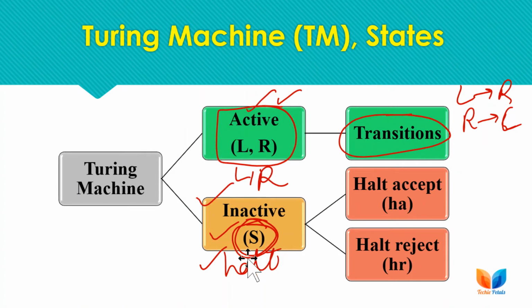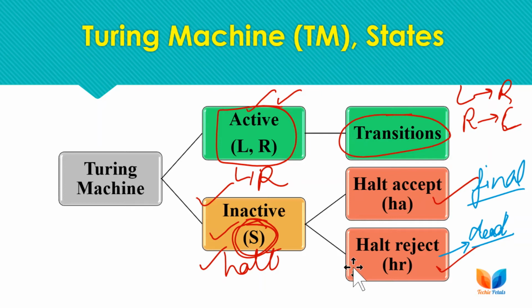Now halt state or inactive state can be divided into two categories: halt accept and halt reject. If we are on the halt accept state, means we are at the final state and the string is accepted. Halt reject is very much similar to the dead state of the DFA and FA. So here we can call it a rejected state or a dead state, from where the machine cannot move to active state and the string is rejected.